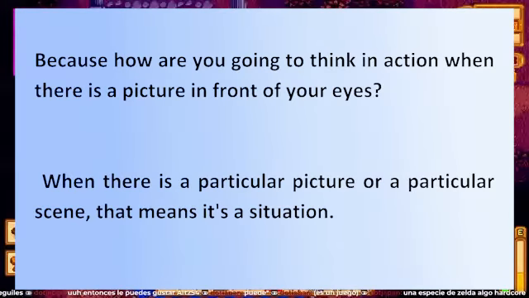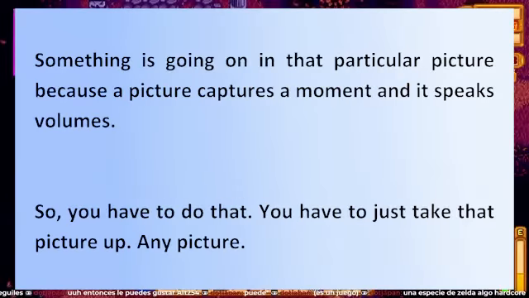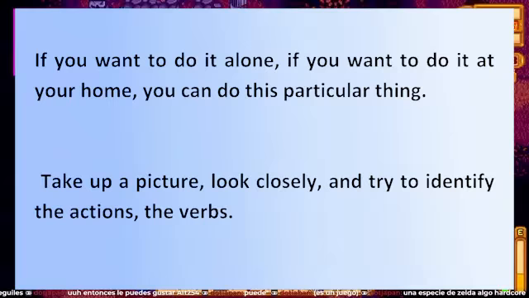Because how are you going to think in action when there is a picture in front of your eyes? When there is a particular picture or a particular scene, that means it's a situation. Something is going on in that particular picture because a picture captures a moment and it speaks volumes. So you have to just take that picture up. Any picture. If you want to do it alone, if you want to do it at your home, you can do this particular thing. Take up a picture, look closely, and try to identify the actions, the verbs.